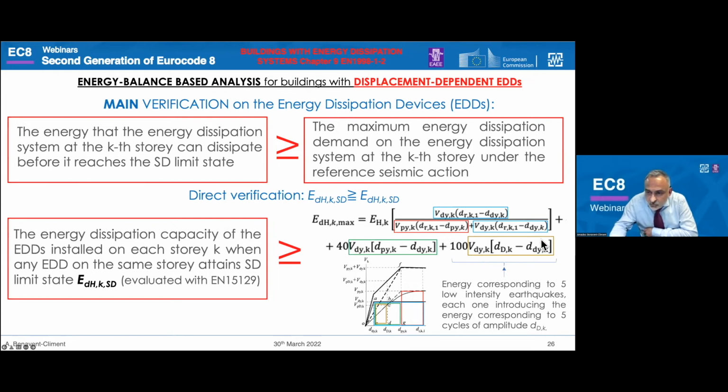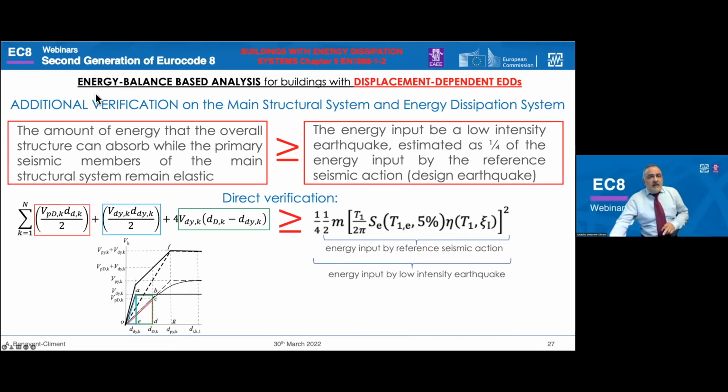And we also have to add in this approach the energy dissipated by frequent earthquakes. We assume here that before the design earthquake, the structure can be subjected to 5 low-intensity earthquakes, and the energy input by these earthquakes in the dampers is evaluated with this value, which is also taken from the Japan Building Code. We have to conduct an additional verification on the main structural system and the energy dissipation system.